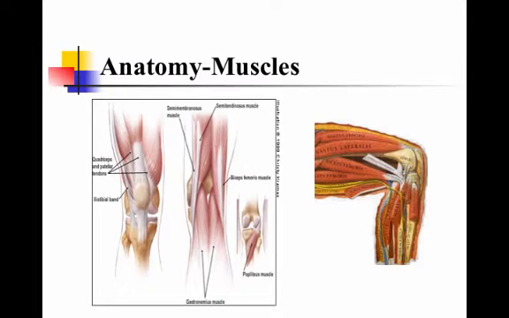Slide 6. Notice the vast musculature of the knee. The quadriceps includes the rectus femoris and the vastus intermedius underneath it. The large muscle on the inside is the vastus medialis, and the muscle on the outside is the vastus lateralis.